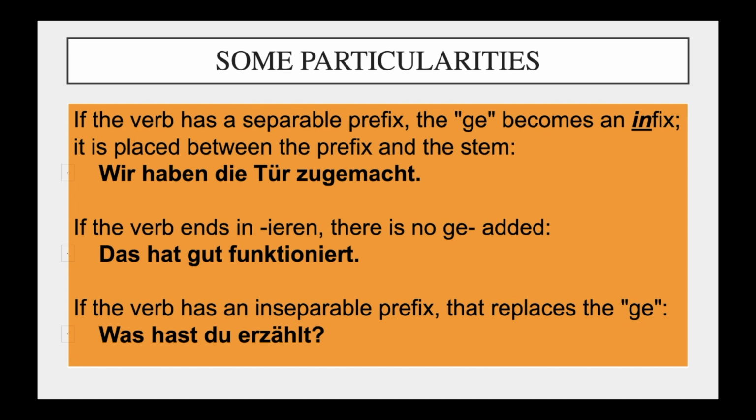If a verb ends in iren, then we don't use ge. There are a few of those, like das hat gut funktioniert. And some verbs have an inseparable prefix. Therefore, we don't use a ge. Was hast du erzählt? Those are a lot of details to remember, and the best way to memorize and remember them is by practicing, really.